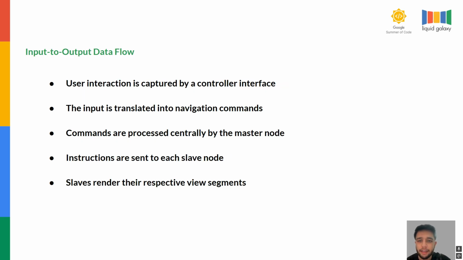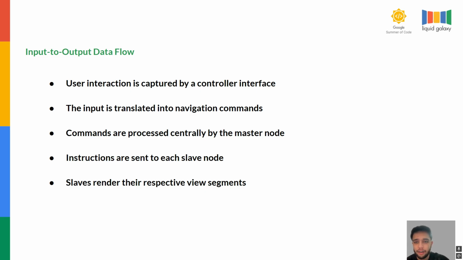And then we have our input and output data flow. User interaction is captured through a control interface, and the input is translated into navigation commands that are processed centrally by the master node. Then instructions are sent to each slave node, which renders its respective view segment.